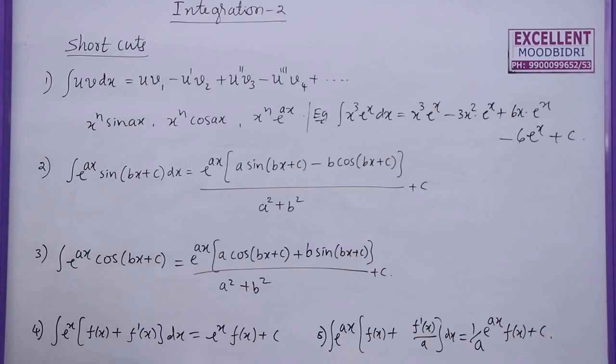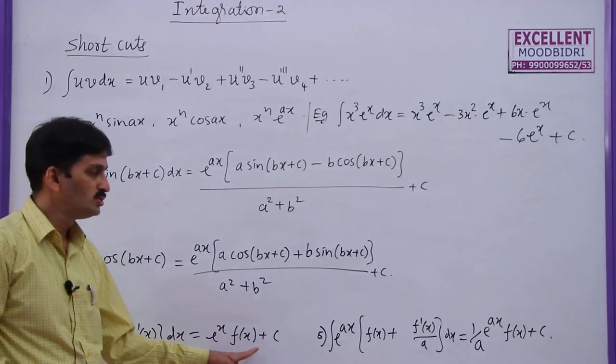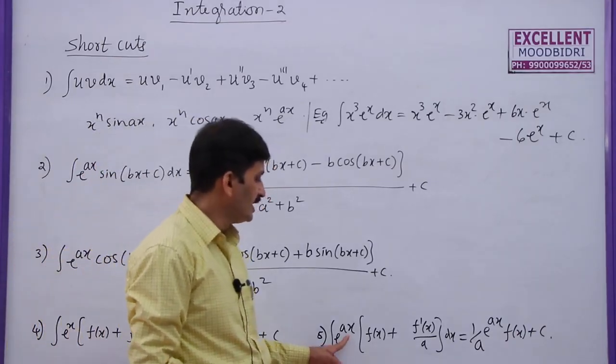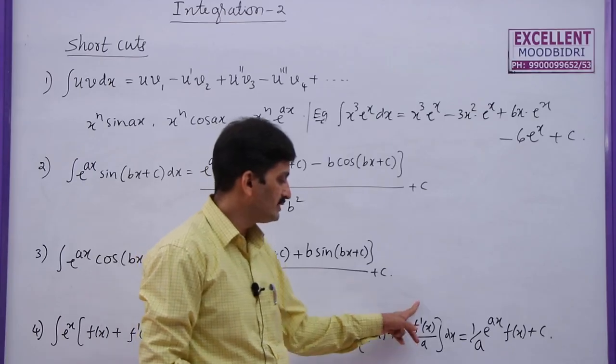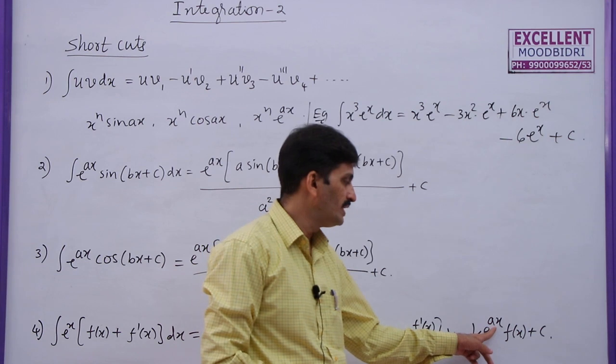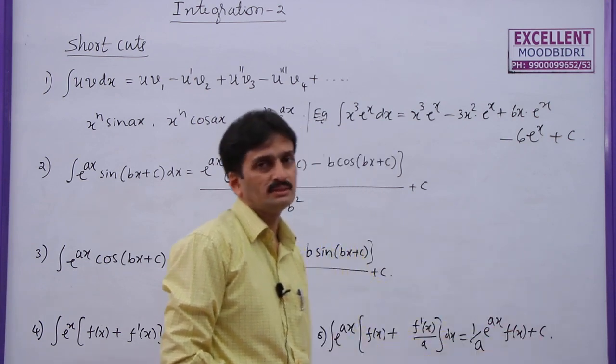Next, there is another result which is an immediate consequence of integration by parts. Integration of e power x into f of x plus f dash x, where f dash x is the derivative of f of x, then directly you can write e power x into f of x plus c. Next, integral of e power ax into f of x plus f dash x by a dx equals 1 by a into e power ax f of x plus c.